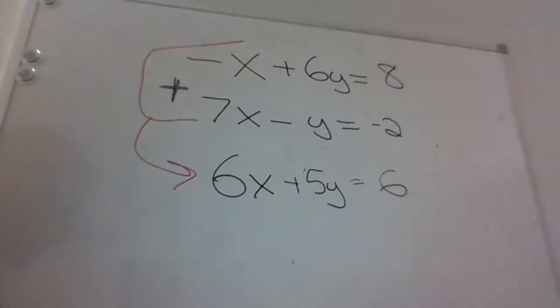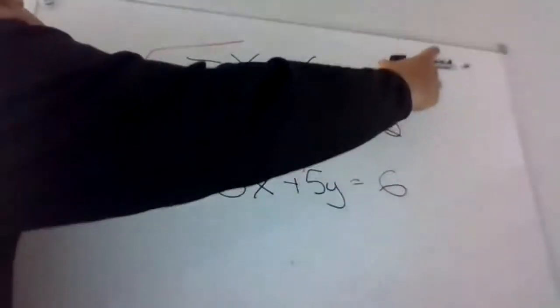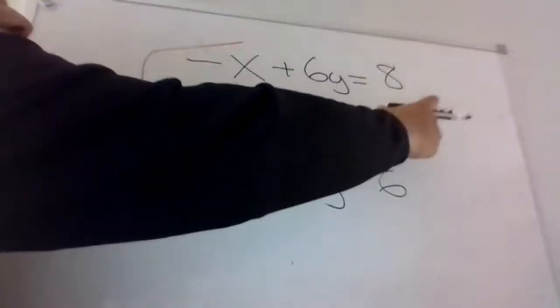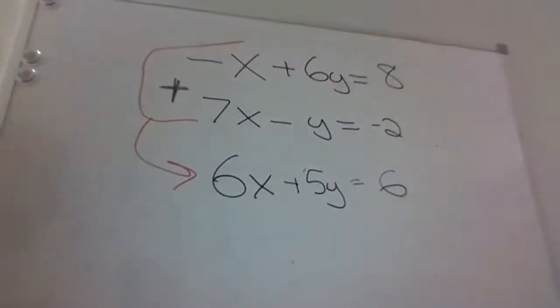8 plus negative 2. Is it negative? Is it 6? Yeah, because 8 minus 2 is 6. It's a negative 2. Think of it this way. You have $8 in the bank. You just took out 2. Or you're negative $2 in the bank. You just added 8. Okay. So make sense so far?